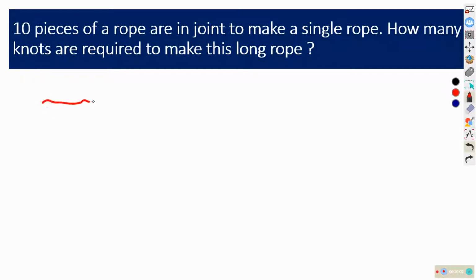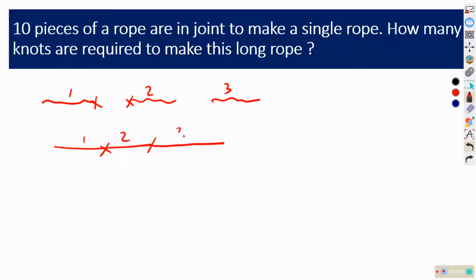We can draw the rope like this. This is one rope, two ropes, three ropes, like that. 10 ropes are there. We are joining them to make a single rope. That means we'll tie here and tie here. So it will become a single rope. Again, tie here to make a single rope. So this is one rope, two ropes, three ropes, one, two, three joined together.